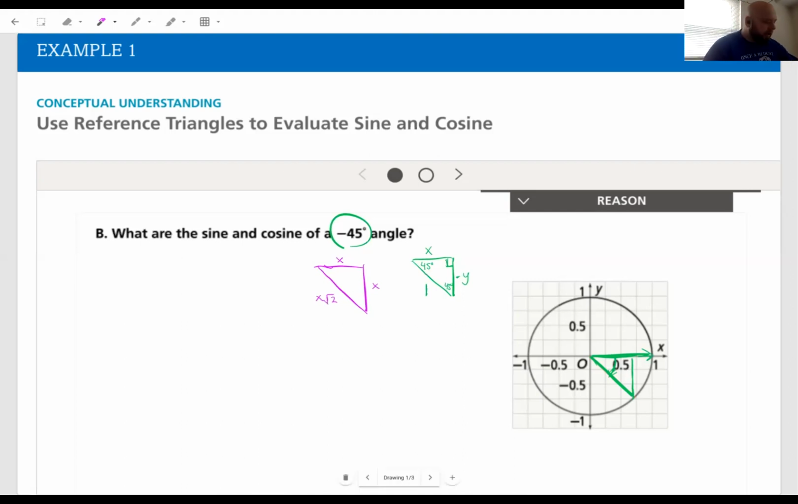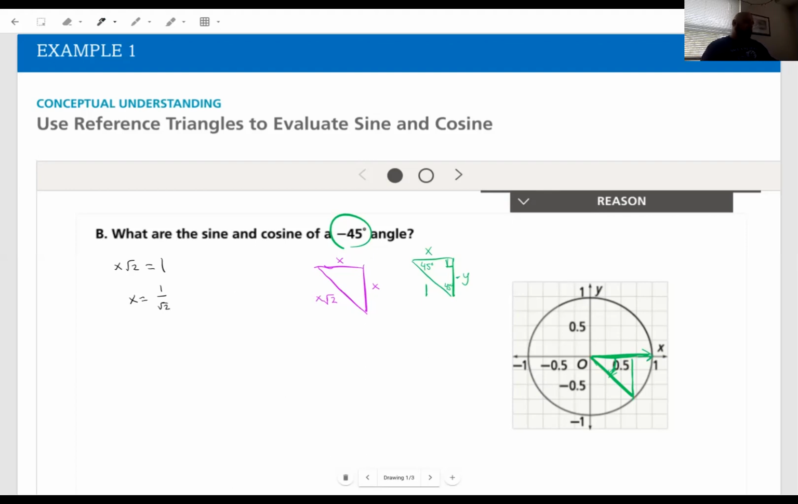So just like we did in part A, we're going to take our sides that we know, the hypotenuse, x times the square root of 2 is equal to 1. We're going to solve for x. That gives me 1 over the square root of 2. And now you're going to learn about something called rationalizing the denominator.